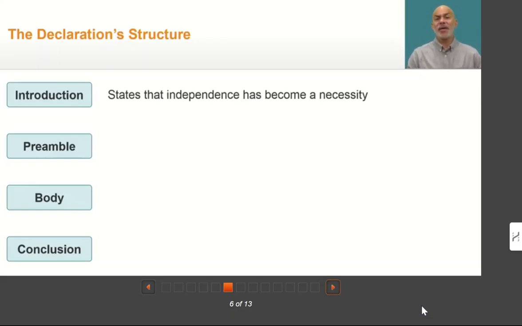The Declaration of Independence is organized into 4 parts. It has an introduction and a preamble, followed by a main body and a conclusion. First, we will look at the introduction.